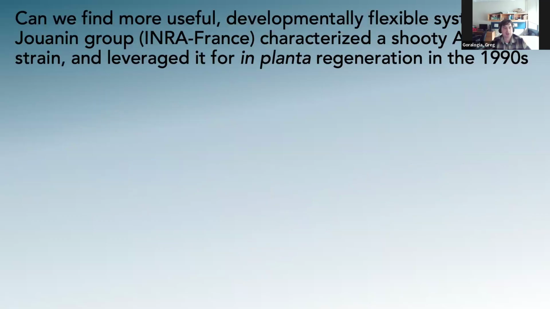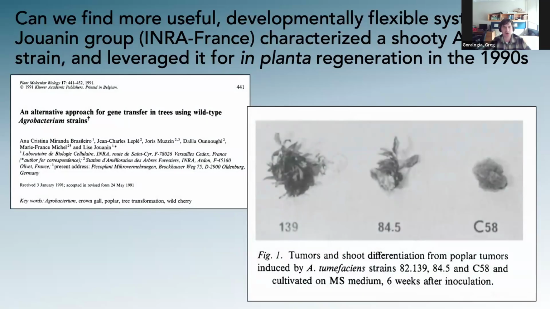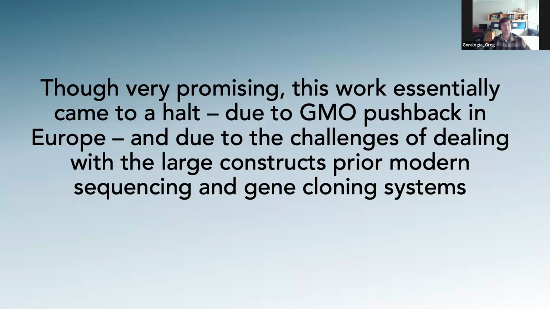So we looked back in the literature, and actually in the 90s, several groups in France had found wild Agrobacterium strains that produce shooty gall tissue. And so we wondered whether this might actually be something that was more developmentally flexible and something that we could use as a transformation system. But a lot of their funding was cut in the late 90s due to GMO fear-mongering, and really these were unwieldy at the time to try and clone.